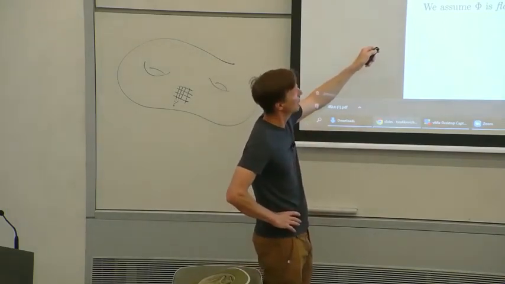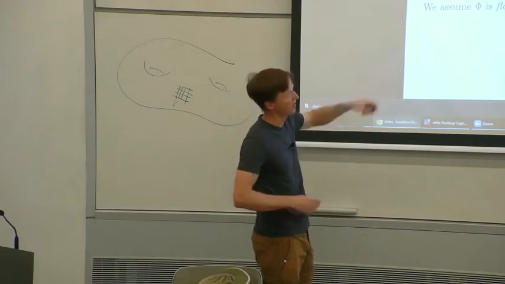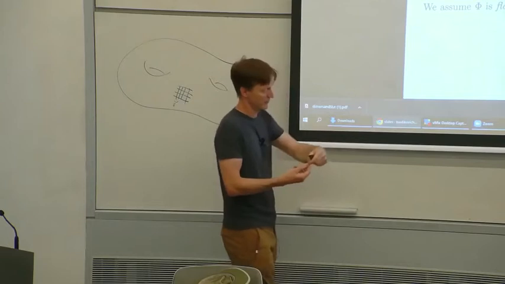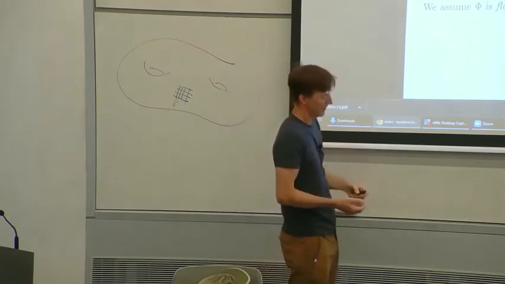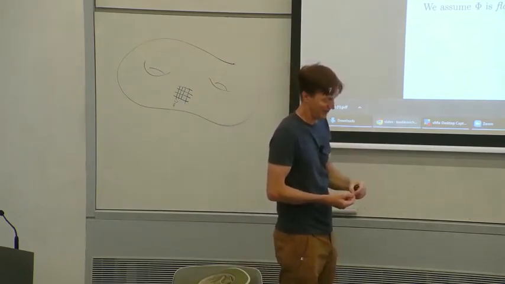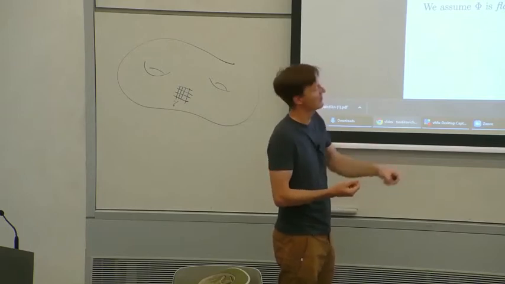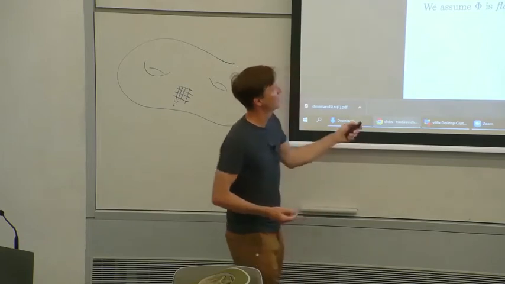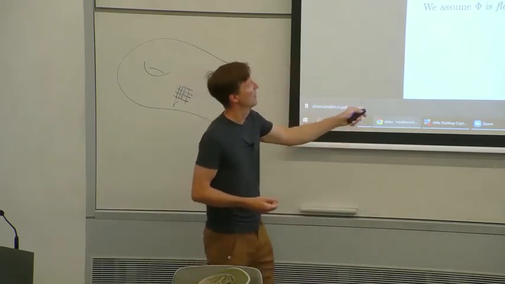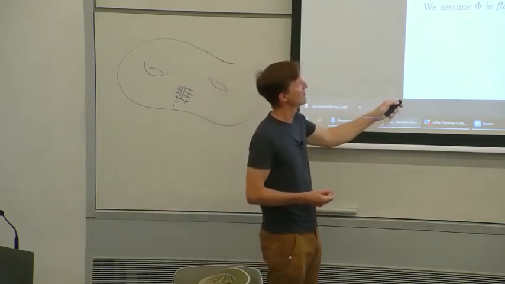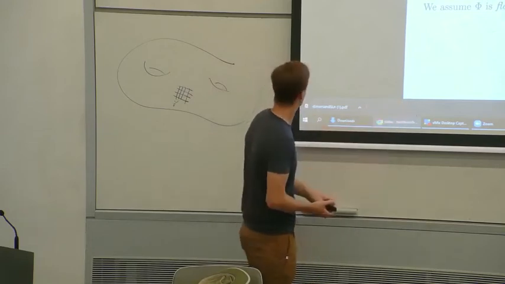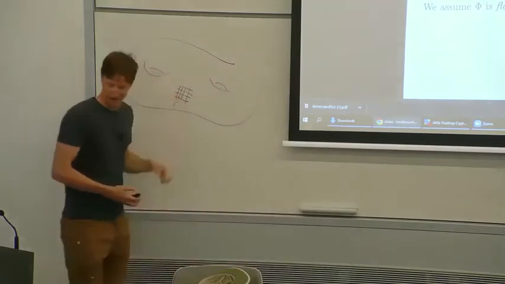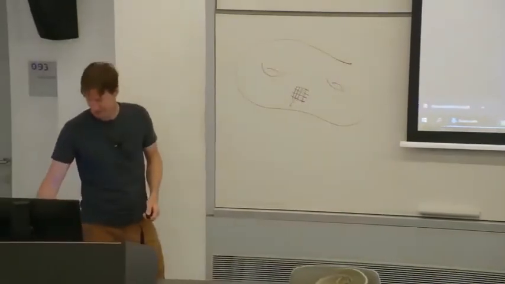So now when I have a loop on the graph, I can compute the monodromy of the connection around that loop. That's a matrix I associate to a loop with a base point. And like I said, we're going to assume that our connection is flat, so we have trivial monodromy around each contractible cycle. So around every face of my graph, the monodromy is trivial.